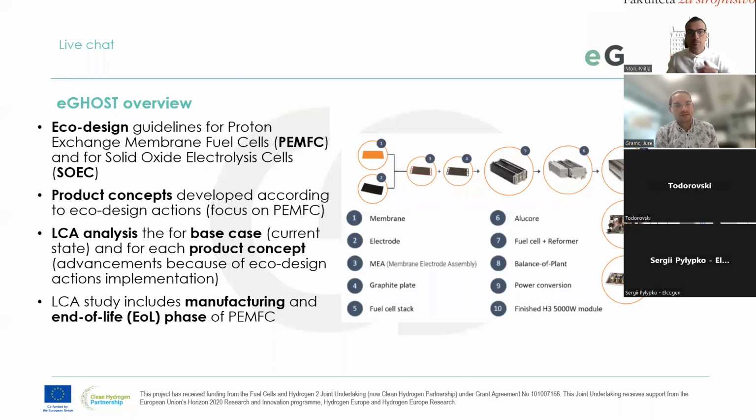Then implement some advancements that are believed to be held in the future. The LCA study includes manufacturing phase and end-of-life phase, and the functional unit of the LCA is one PEM fuel cell stack, which has an electrical power output of 48 kilowatt.